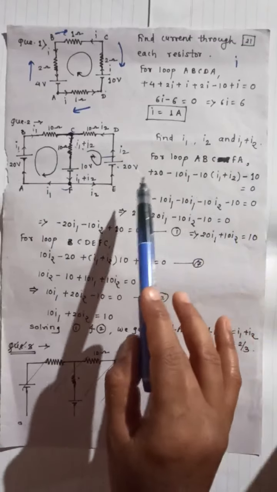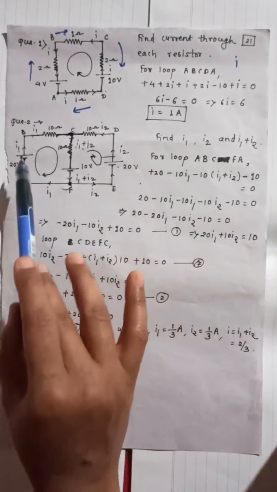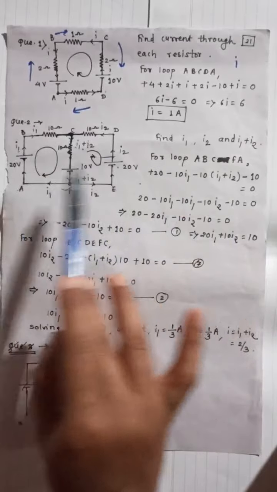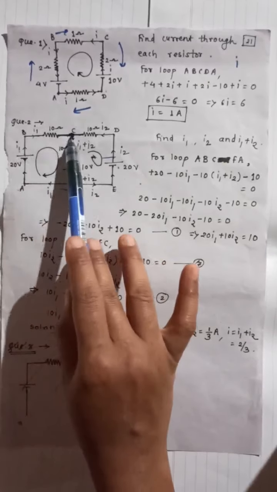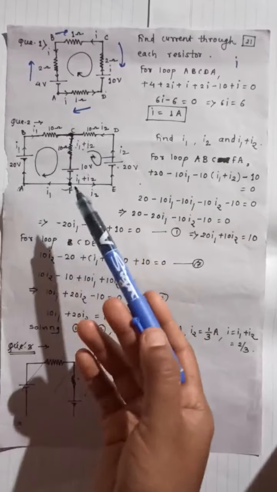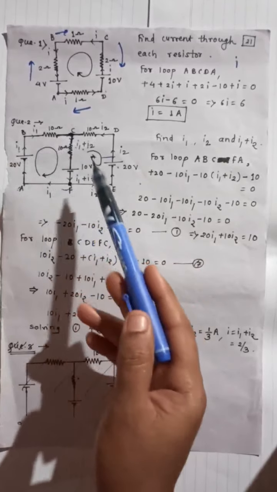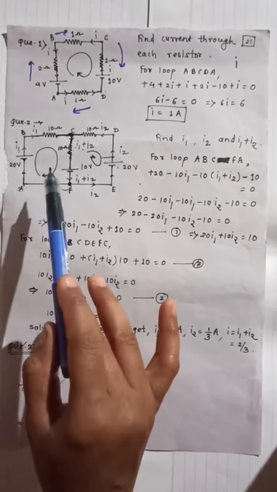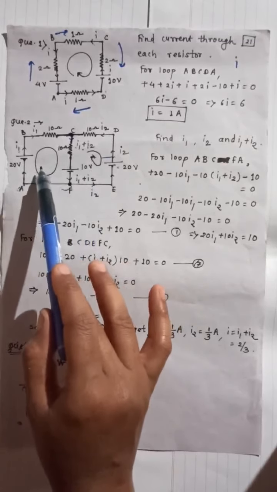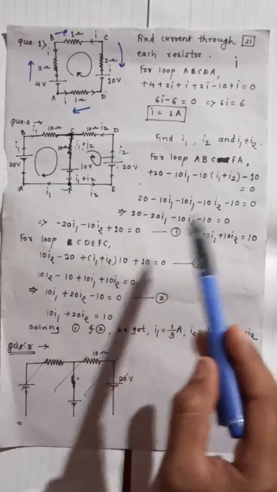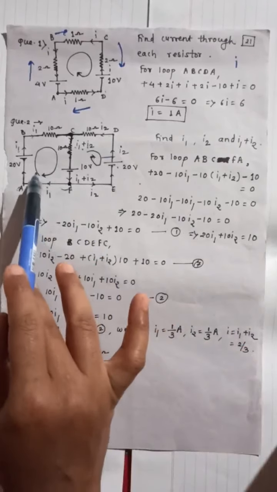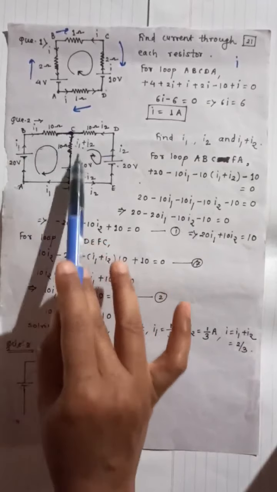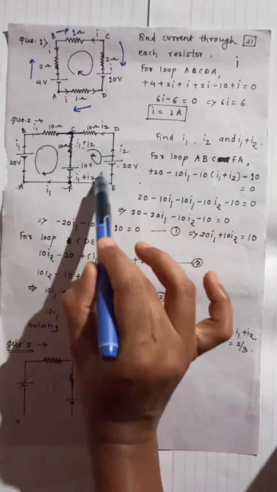ओके, सो फॉर द लूप ABCFA. Okay, complete closed loop ABCFA. You can trace the loop in clockwise direction or in anti-clockwise direction. The choice is all yours. Okay, कोणत्याही डायरेक्शन मध्ये ट्रेस केलं तरी सुद्धा तुम्हाला सेम आन्सर्स मिळणार आहेत. सो हियर वी आर ट्रेसिंग दिस लूप ABCFA in clockwise direction and this is also clockwise direction.